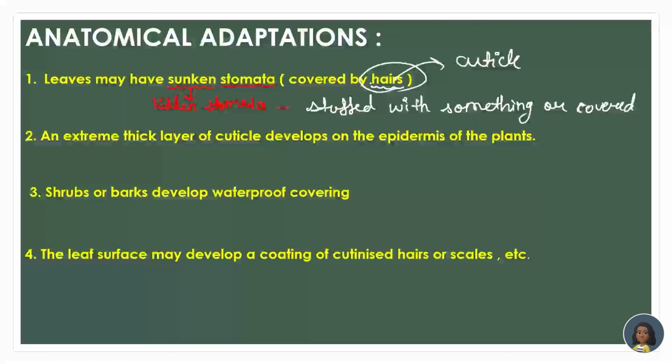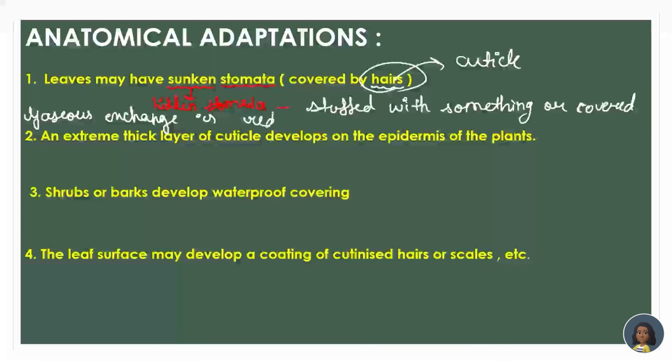If stomata is sunken, then what will happen? The area will be reduced. Again, the surface area is getting reduced. If the stomata is blocked, then air cannot escape. Gaseous exchange cannot take place. So gaseous exchange is reduced. Reduced. That is all we can say.